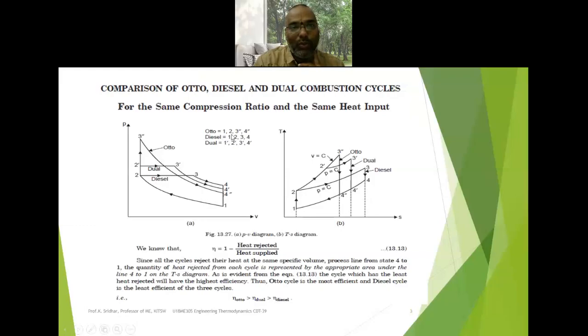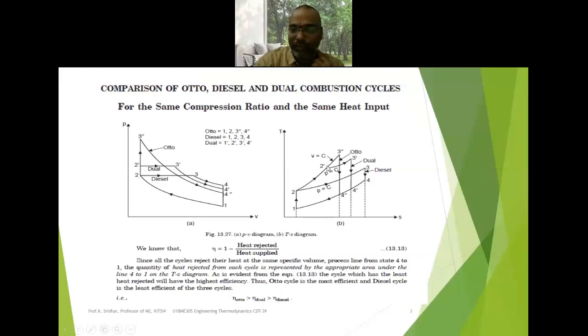So 1, 2, 3 double dash, 4 double dash, 1 is representing the Otto cycle. That is, the compression ratio is same, so 1 to 2 will remain same. And after the compression, the constant volume heat addition is taking place in the Otto cycle, that is 2 to 3 double dash. The same thing is represented here, 2 to 3 double dash.